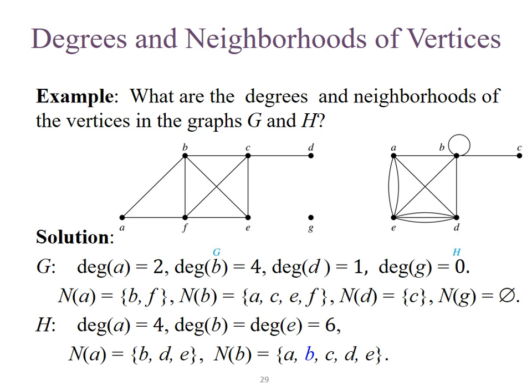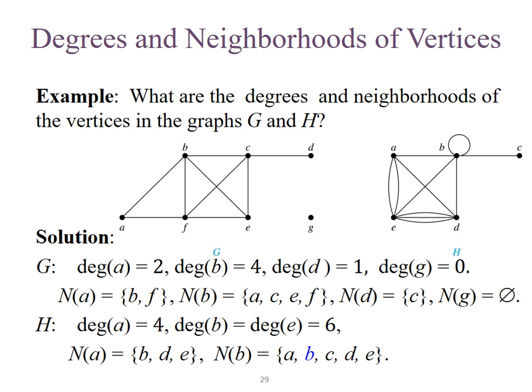Then maybe we can consider the multigraph, or graph with loops. For example, we have the vertex B. So how many edges are incident with the vertex B? 1, 2, 3, 4, 5, 6. And if we have loops, then we count twice for this degree. So the degree of B is 6 in the multigraph.